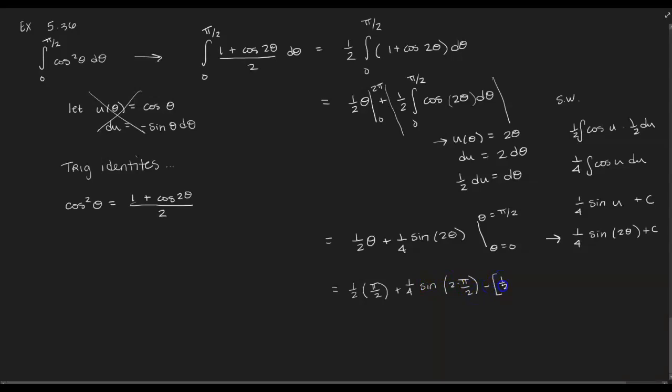minus 1/2 times 0 plus 1/4 sine at 2 times 0. And we'll clean that up. 1/2 times pi over 2, that's pi over 4. Sine at pi is just 0. 1/2 times 0 is 0. And sine at 0, 2 times 0 is just 0. So sine at 0 is also 0. Got a lot of zeros in this one, and our final answer would be pi over 4.